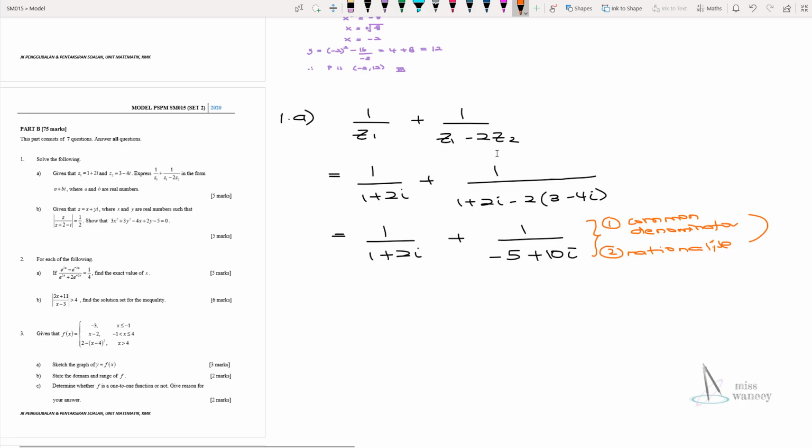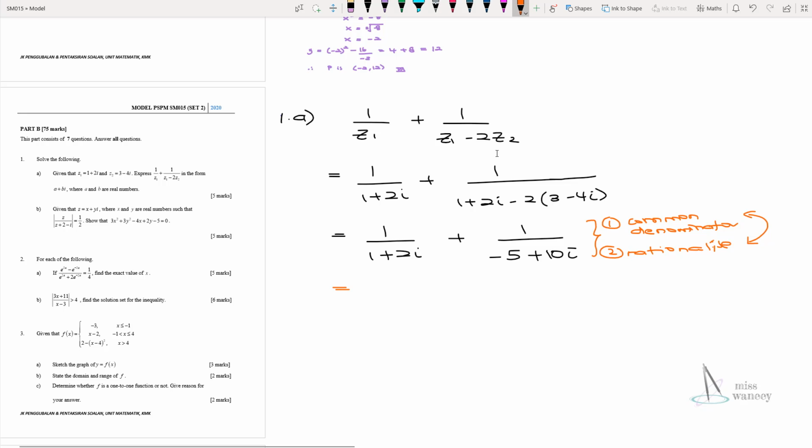So dia tengoklah kita nak buat yang mana satu. So dia boleh start dengan common denominator dulu baru rationalize, or you can do rationalize first before common denominator. So up to you. So for me, what should I choose? I think I better choose common denominator first and then rationalize.